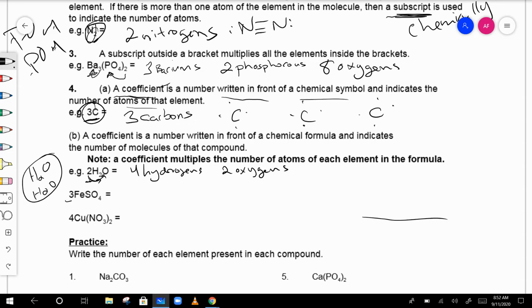This 3 multiplies everything. So 3 irons, 3 sulfur, and 12 oxygen.